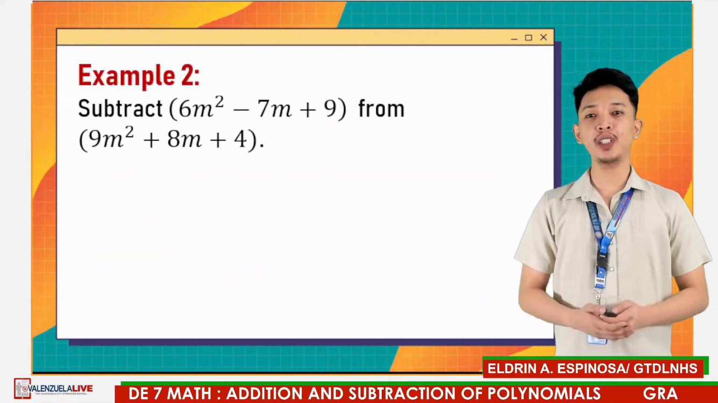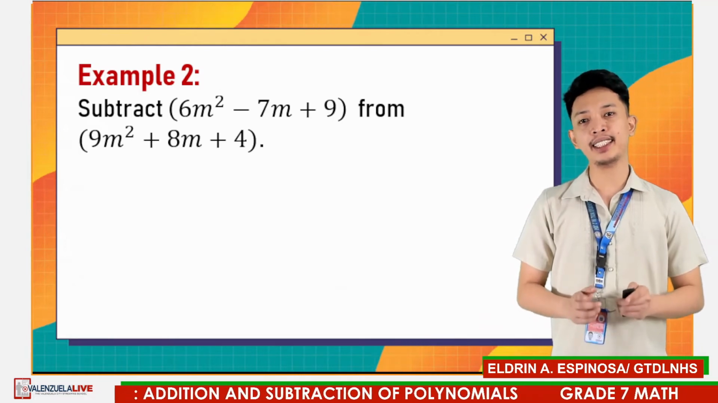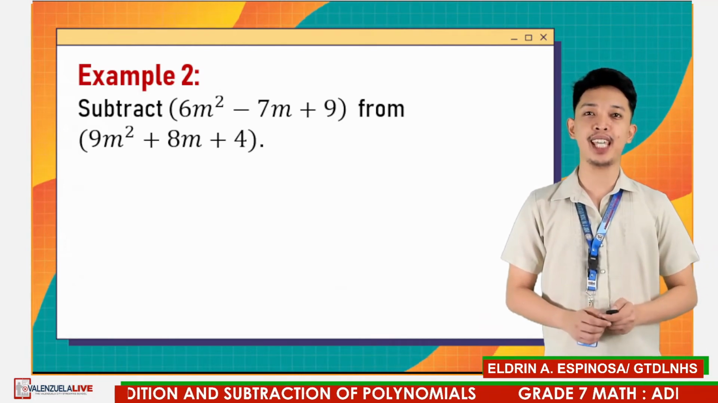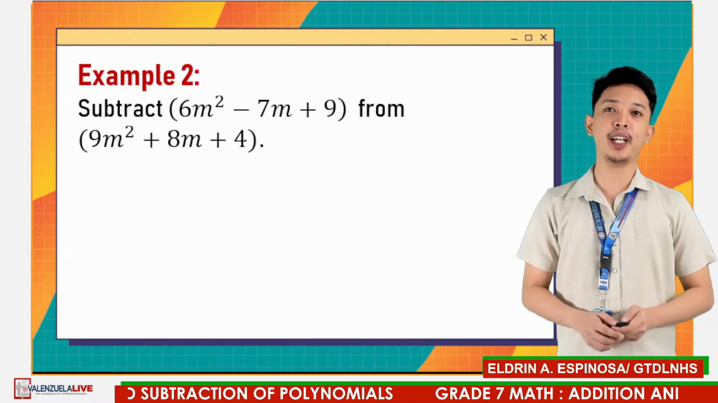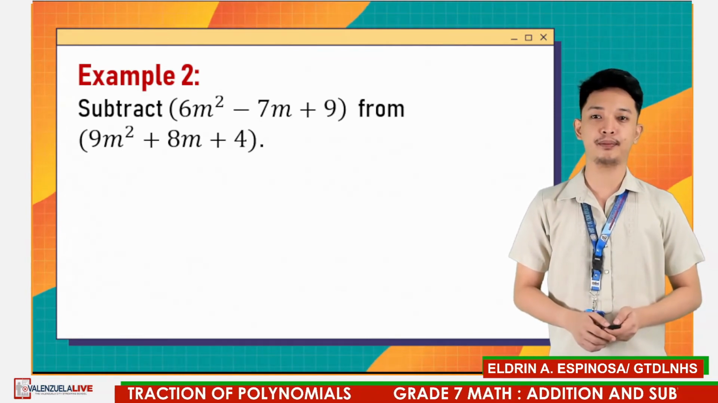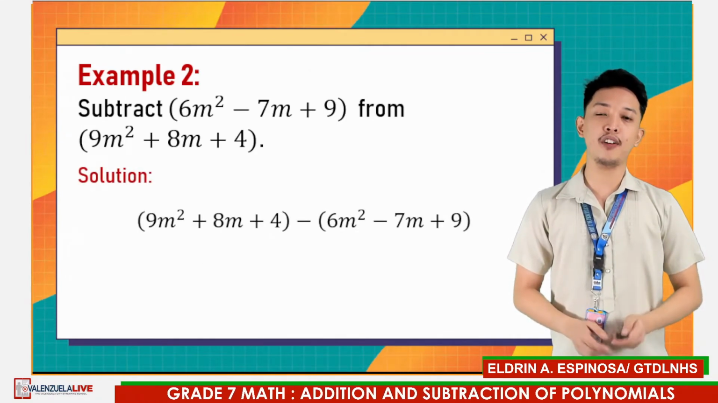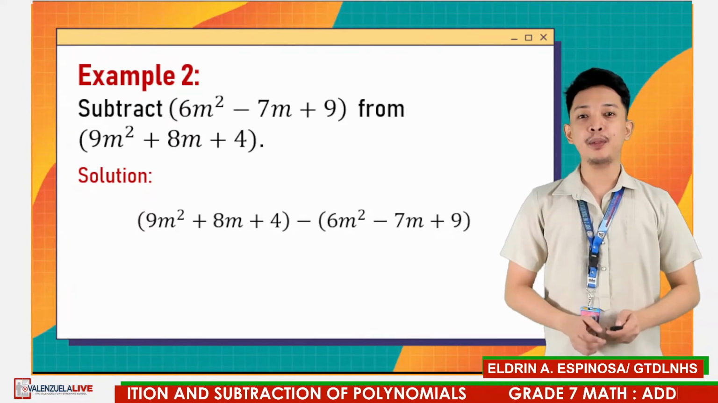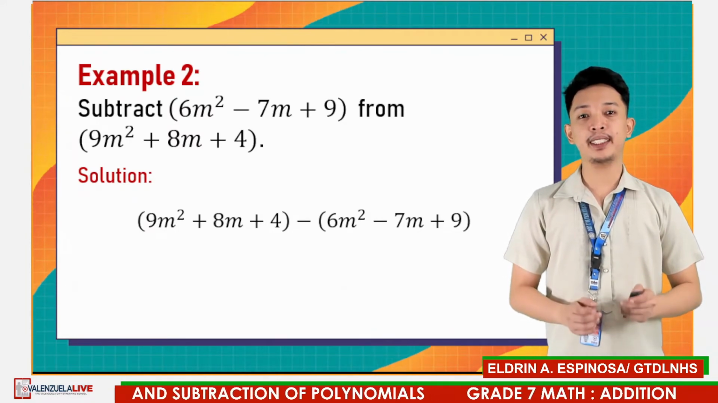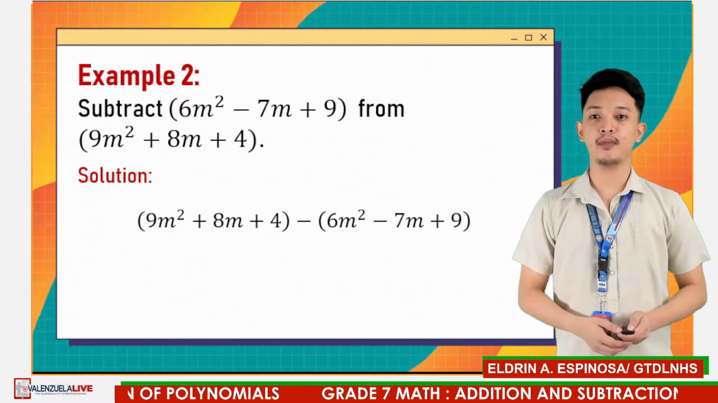Therefore, the difference is negative 2p minus 11. Let's proceed to the next example. Subtract the trinomial 6m squared minus 7m plus 9 from the trinomial 9m squared plus 8m plus 4. To solve this one, we will have the quantity of 9m squared plus 8m plus 4 minus the quantity of 6m squared minus 7m plus 9.